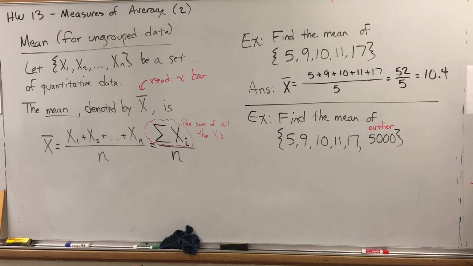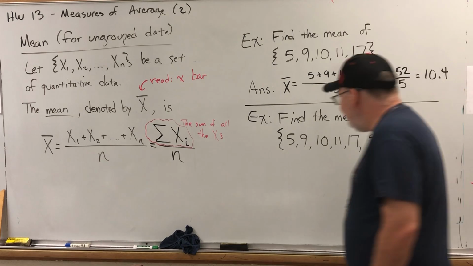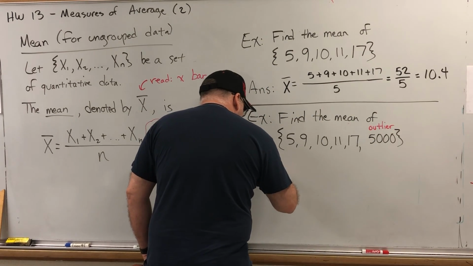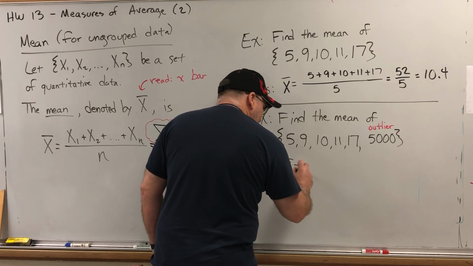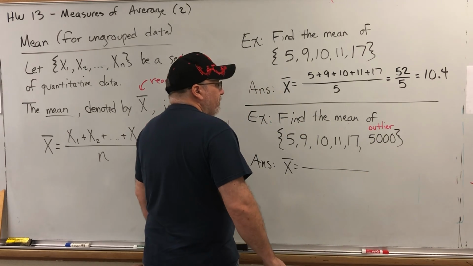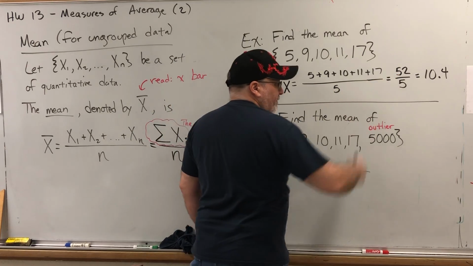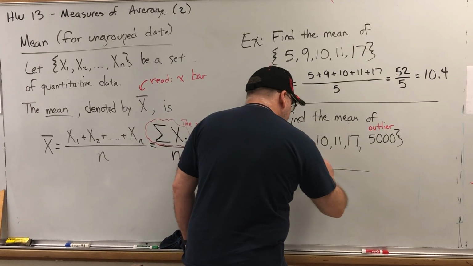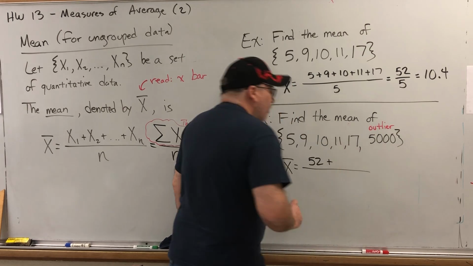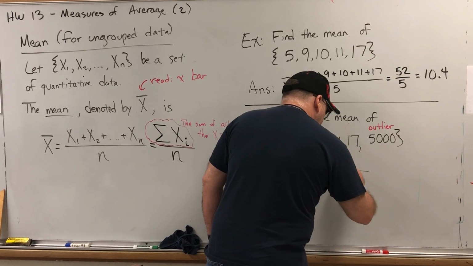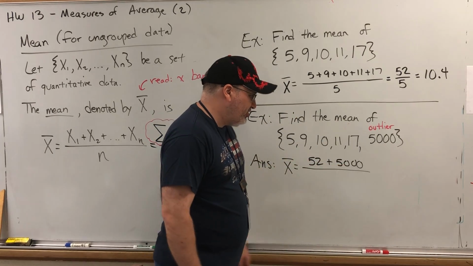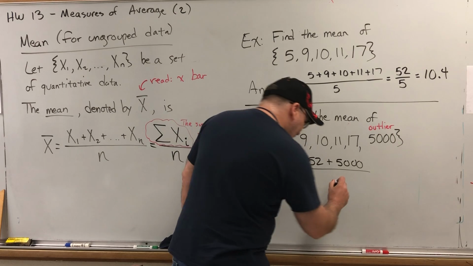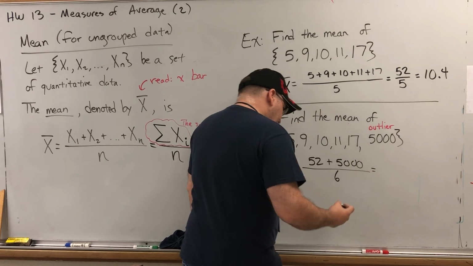Previously the mean was 10.4. Do you think it's going to be close to that? Probably not. Because when you have an outlier, it can drastically change the value of the mean. Now we already know that the first 5 numbers add up to 52, so I'm not going to write all those again. But now we pick up the 6th number. So here's the sum of the first 5 plus the 6th, and now we have 6 numbers, so we divide by 6.